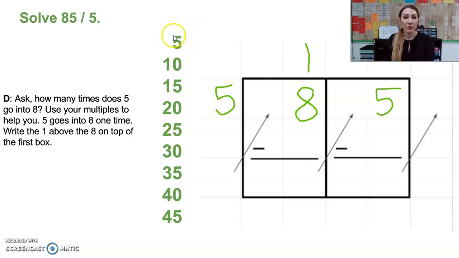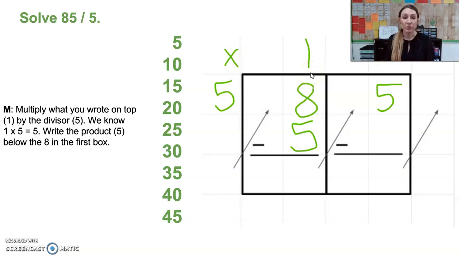So I can only go into 8 one time, which is this 5. If I go in 2 times, I go above 8, I go to 10, and that's too many times. So I can only go in 1 time. So I'm going to put that 1 up top right here.